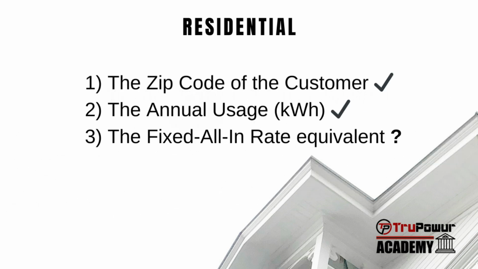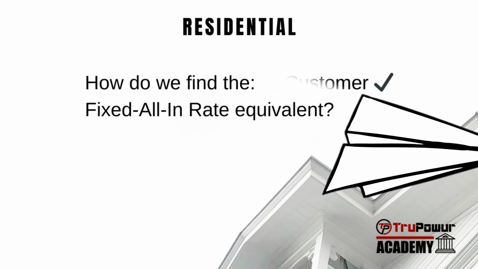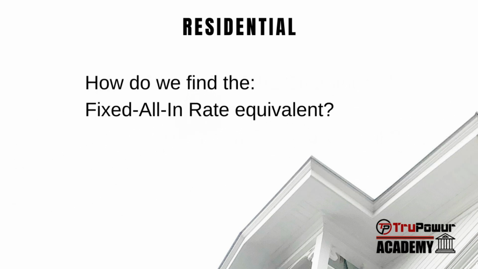So we need the zip code. We've got that. We've got the annual usage. We've got that. That's 22,000. But now we need the fixed all-in rate equivalent. So what does that mean? Well, that equivalent is going to be based on how much they spent over the entire deal. So how do we find out what the fixed all-in rate equivalent is?